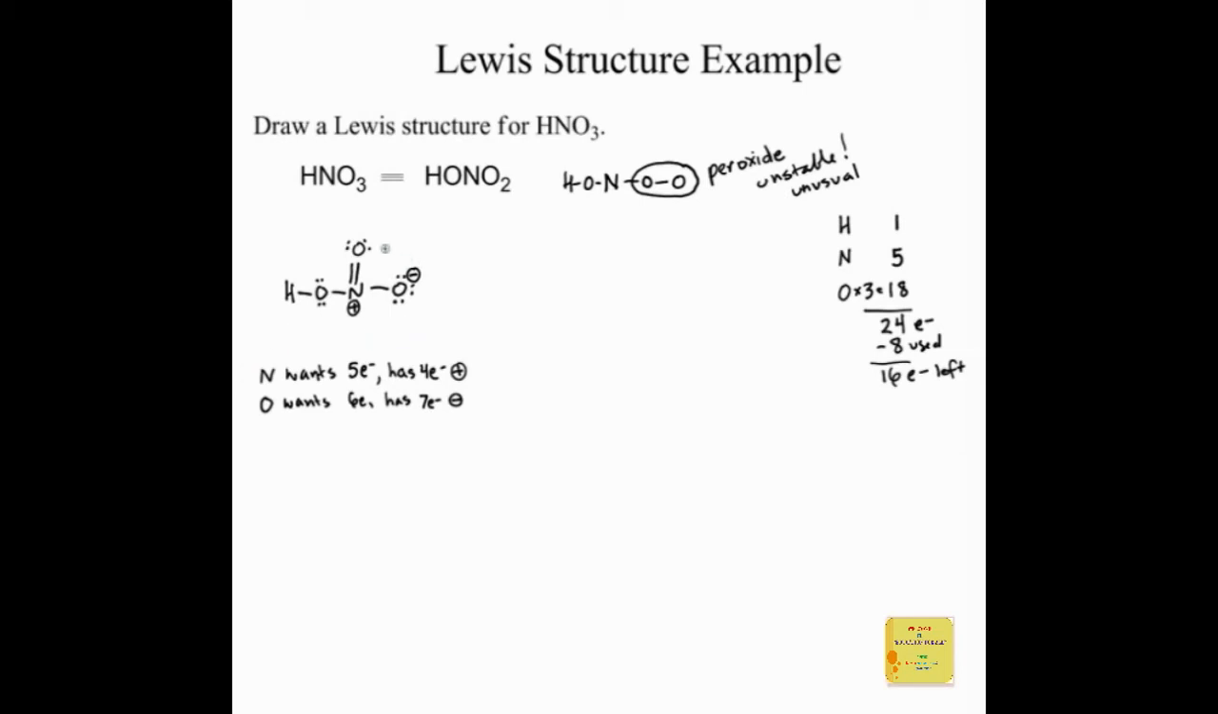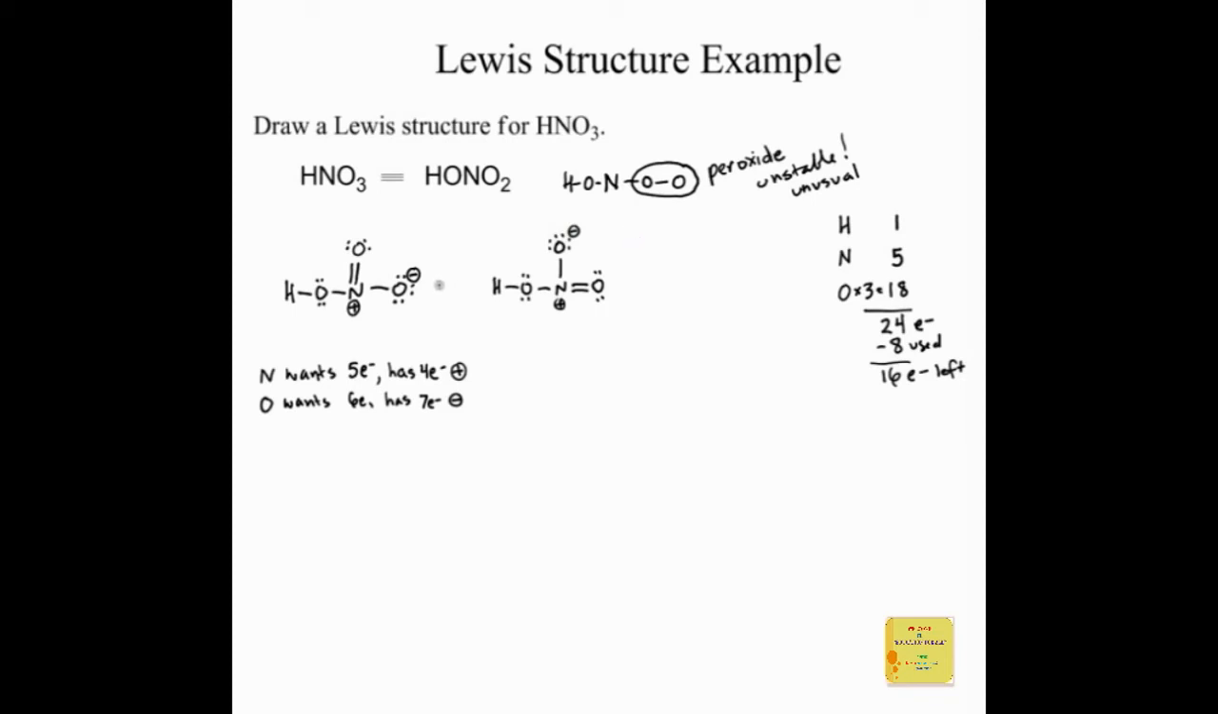Now, there might be another Lewis structure that you could come up with for nitric acid that is equally good. How about instead of having the double bond to this top oxygen, we did the double bond to this bottom oxygen? If we did that arrangement and we filled in our lone pairs, it would still give us an N plus and an O minus, and this would be a second Lewis structure.